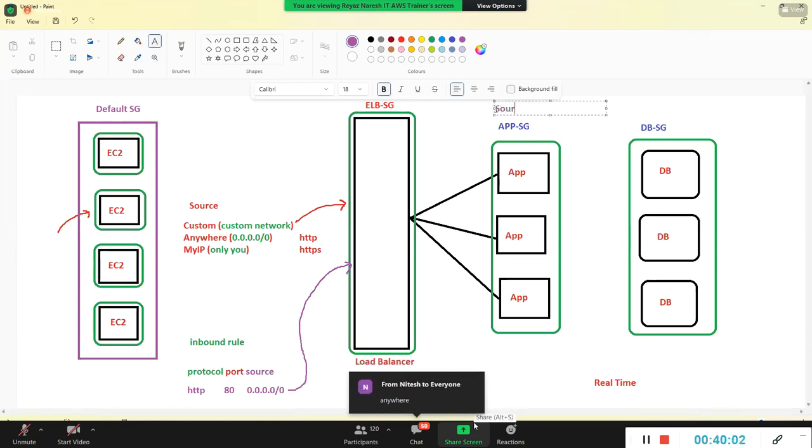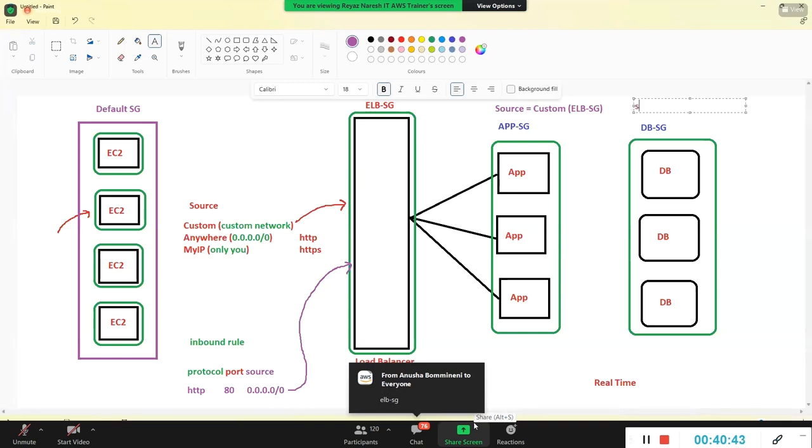For the app security group, what is the source that I should use? From where should I get the traffic to the app SG? Yes, custom. Custom meaning which one? From the ELB. So you can use custom and you can use the ELB SG. Guys, if you go to custom, you can enable security groups also. You can do the inbound from a security group also.